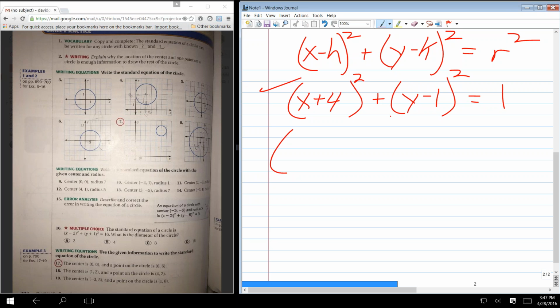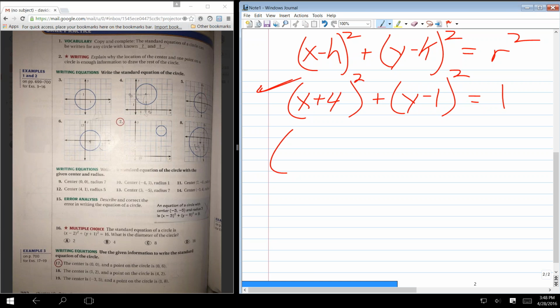They may give you a big long polynomial and say, put this in the standard equation. But so far we haven't seen any problems like that. In other words, if I were to expand that out, I'd have x squared plus 8x plus 16 plus y squared minus 2y plus 1 equals 1. And if that's what they gave you to start with, you'd have to work backwards by completing the square or doing various things to get it into the standard format. But this is what you want to focus on at the moment.